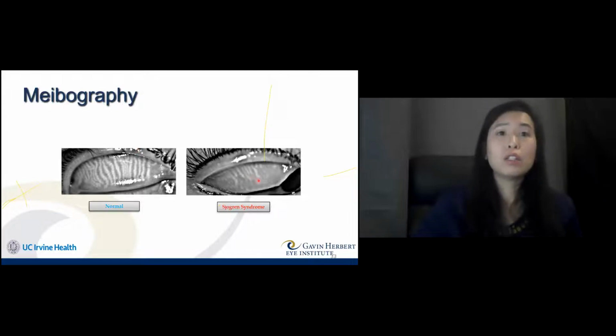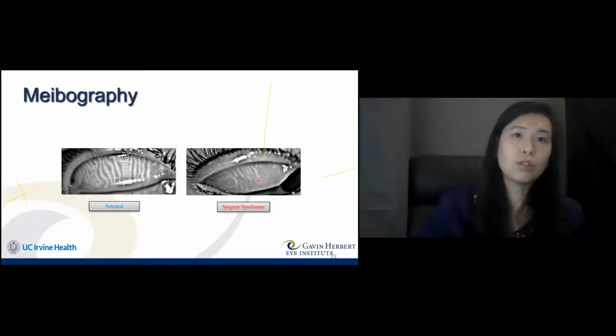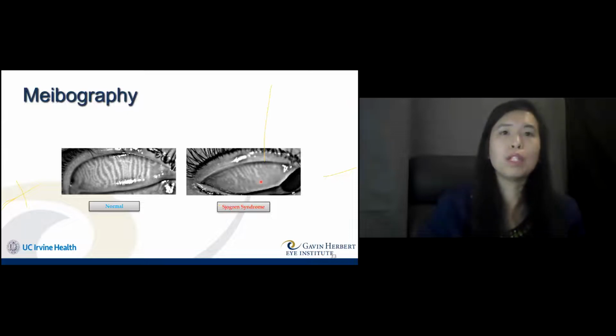Hers, she has a problem called Sjogren's syndrome. We'll talk about that in a moment, but she has severe dry eye, and you can see some of her glands aren't producing any lipid, and some of them are maybe truncated, but some of them are very, very short. And we think some of her glands are just non-functional at all.